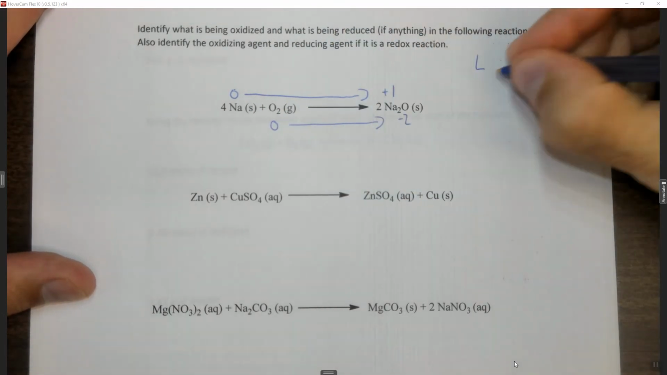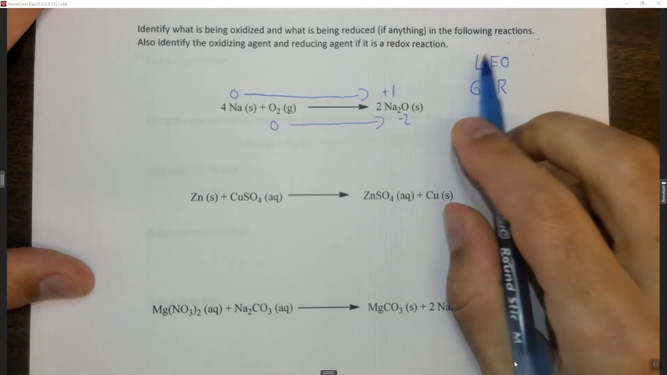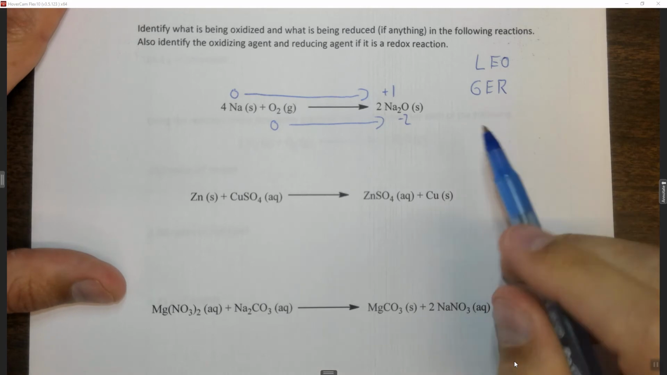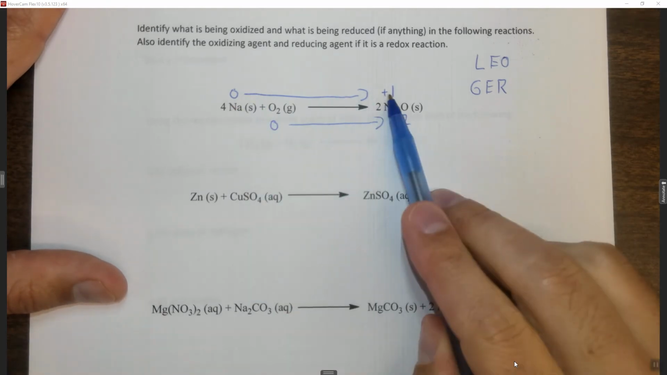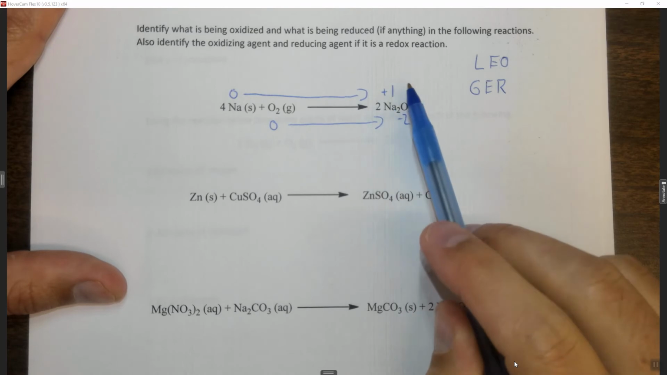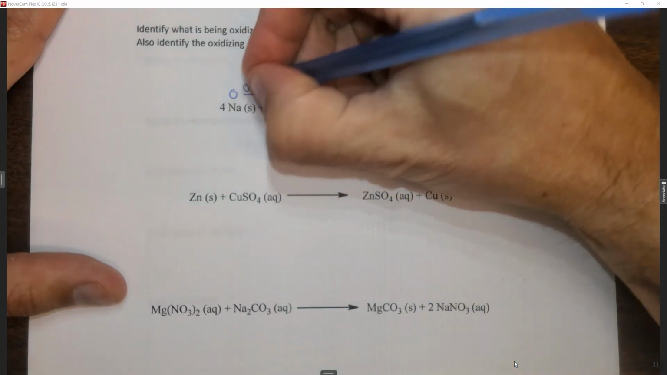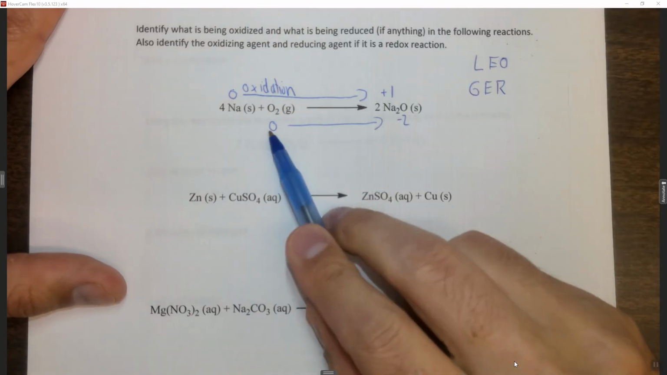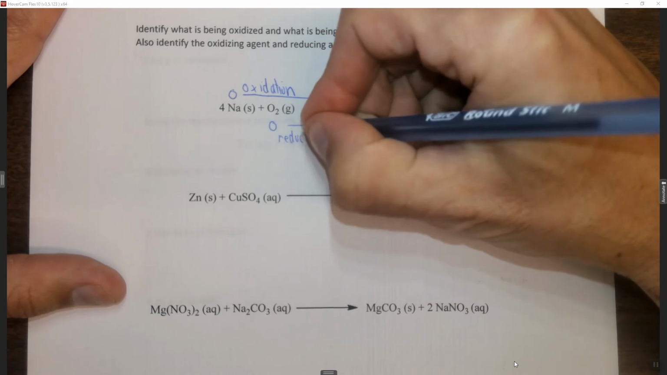Remember the mnemonic device, Leo the lion says grr. What this means is losing electrons is called oxidation, gaining electrons is called reduction. So if sodium went from 0 to plus 1, did it gain electrons or did it lose electrons? Well, electrons are negatively charged. So if it went from 0 to plus 1, it actually lost an electron. So sodium underwent oxidation. Oxygen went from 0 to minus 2. It gained 2 electrons, so it underwent reduction.